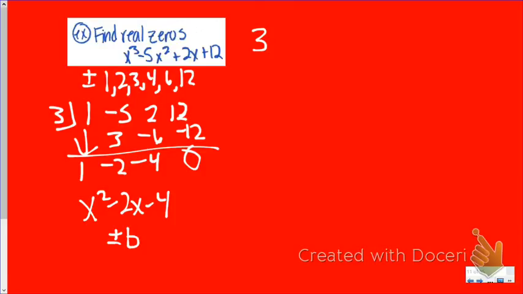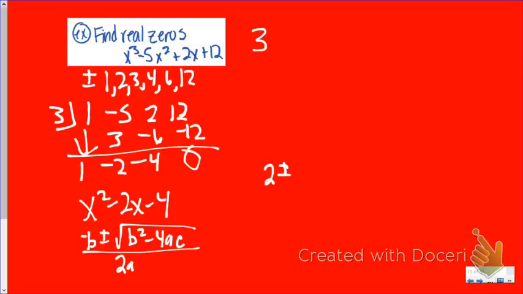And that's negative b, a little bit off today, sorry. Negative b plus or minus the square root of b squared minus 4ac all over 2a. So then I plug in those numbers. That gives me 2 plus or minus square root of negative 2 squared minus 4 times 1 times negative 4 all over 2 times 1.